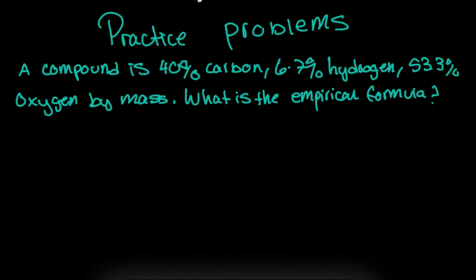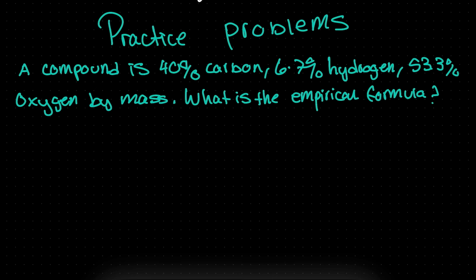Okay, so here's our question. A compound is 40% carbon, 6.7% hydrogen, and 53.3% oxygen by mass. What is the empirical formula? So, how would we go about doing this? Well, all of these percentages are out of 100. So we have 40 grams of carbon, 6.7 grams of hydrogen, and 53.3 grams of oxygen.